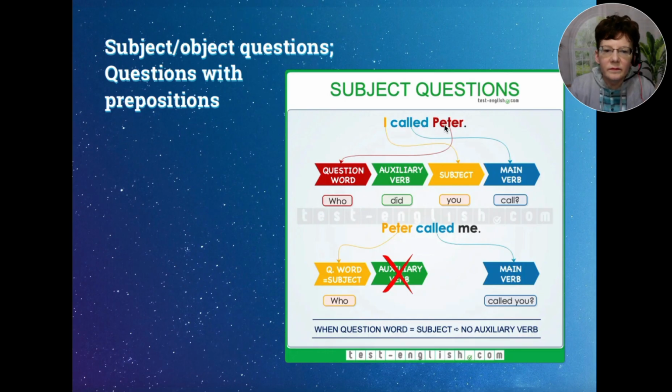Then we turn this around: Peter called me. First we have a question word, who, and then the main verb at the end of the sentence: who called you? So in a subject question, you ask about the subject of the sentence, and in an object question, you ask about the object.